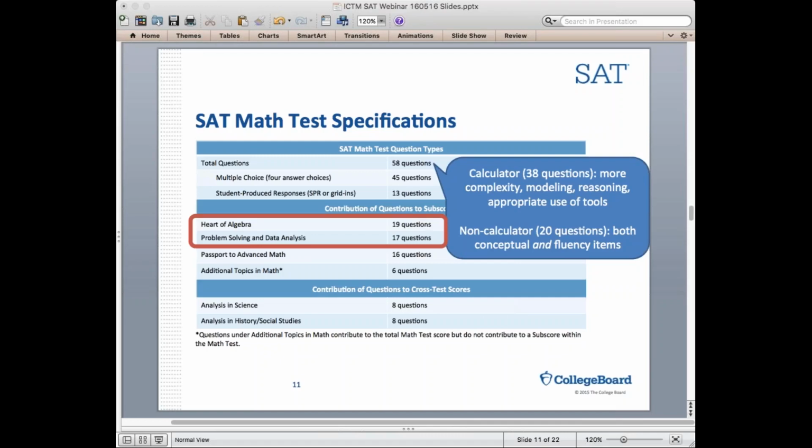And on this slide, you'll notice the reporting areas are Heart of Algebra and Problem Solving and Data Analysis. There's 19 questions in Heart of Algebra. There's 17 questions in Problem Solving and Data Analysis. There's a calculator and no calculator portion. We've been getting feedback on that from the recent administrations. The Passport to Advanced Math section, it's not in the little red box, but there's 16 items in that, and students get a score based on that. They do not get a score based on additional topics in math. There's not enough questions in that section to provide a sub-score. But that's kind of an overview of how the content is broken out.